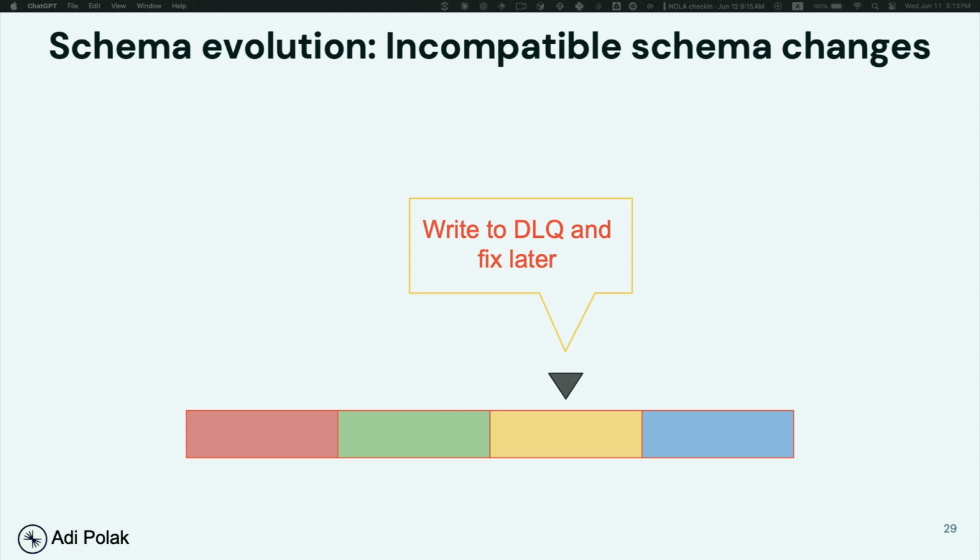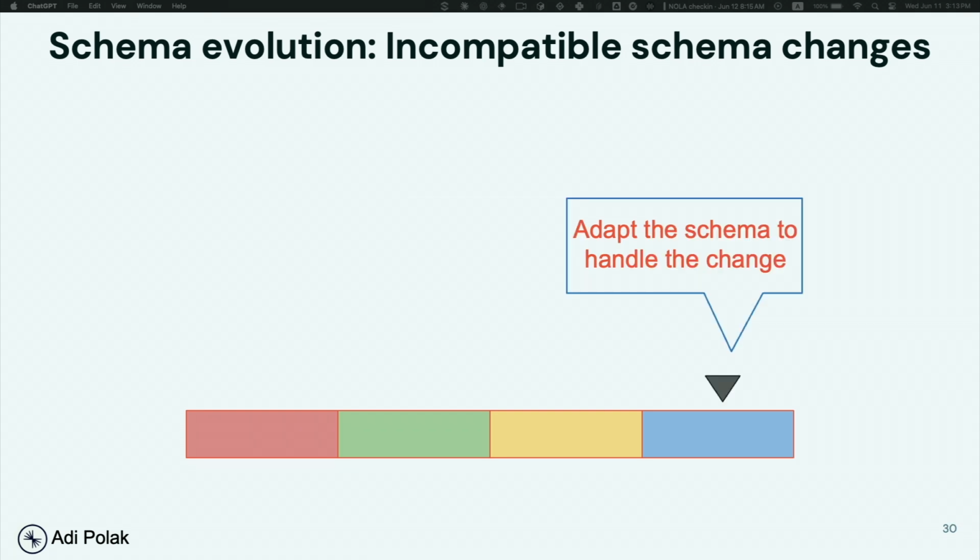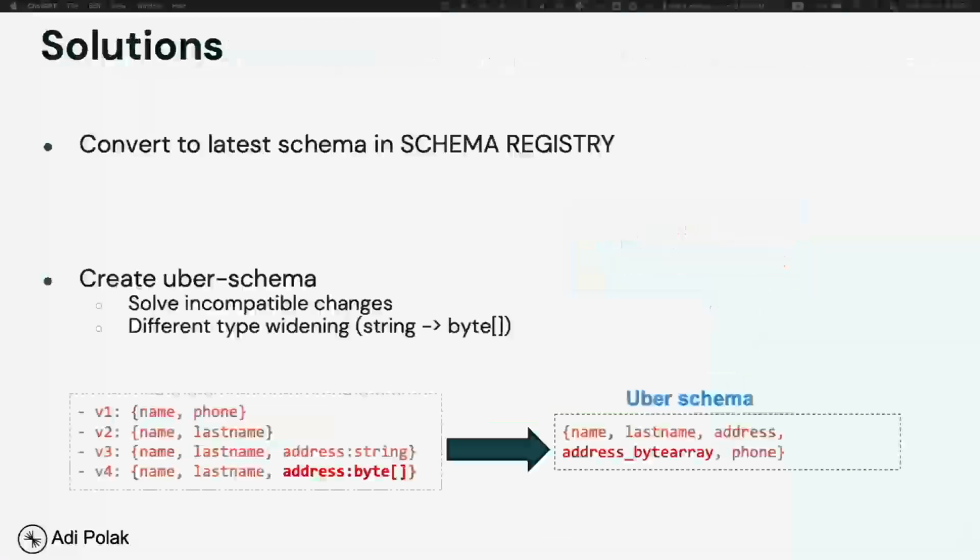The next one is write to a dead letter queue, like we spoke about before. It's a known architecture pattern. We'll fix it later. This is one option. And the last option is adapt the schema to handle the changes. This is what usually a more mature solution will do, and this is what we're going to dive into. What are the different strategies that we can adopt to adapt the schema to handle those changes?